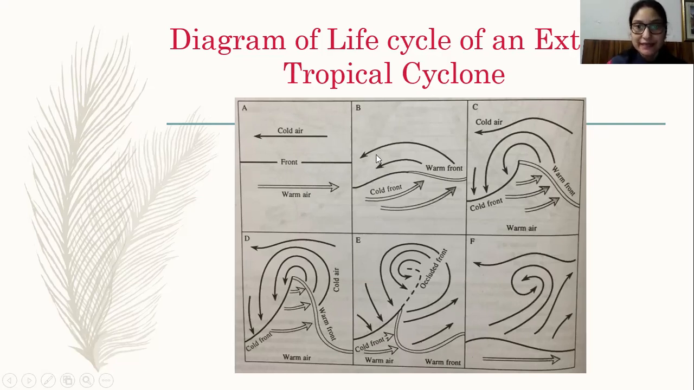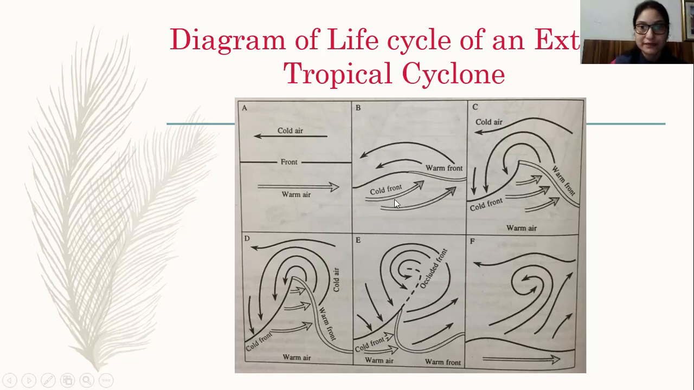Now in the second stage, the incipient stage, we see that this front, which had this type of shape, is now changing its shape. It is bending in a manner that it is forming a wave. You can see over here how the cold air and warm air are trying to invade each other's territory.